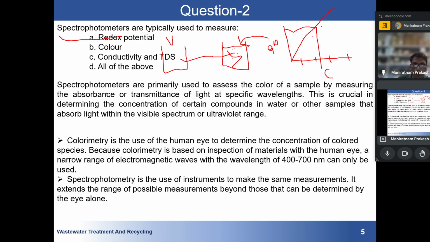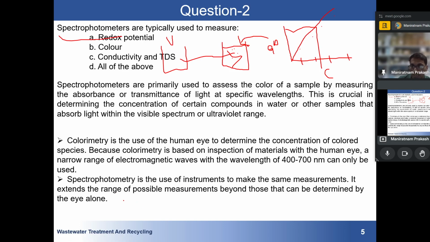So here there are two things, one is colorimetry and one is spectrophotometry. Colorimetry is the use of the human eye to determine the concentration of colored species. Because colorimetry is based on perception of material with the human eye, only a narrow range of electromagnetic wavelengths can be used. Spectrophotometry is the use of an instrument to make the same measurement. It extends the range of possible measurement beyond those that can be determined by eye alone.